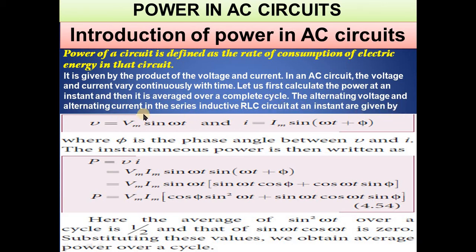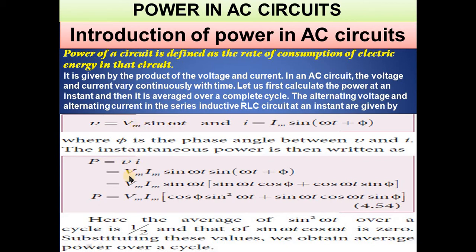The alternating voltage and the alternating current in a series inductive RLC circuit at an instant are given by V = Vm sin ωt and I = Im sin(ωt + φ), where φ is the phase angle between V and I. The instantaneous power is then P = VI. Already we know the power is the product of the voltage and the current.